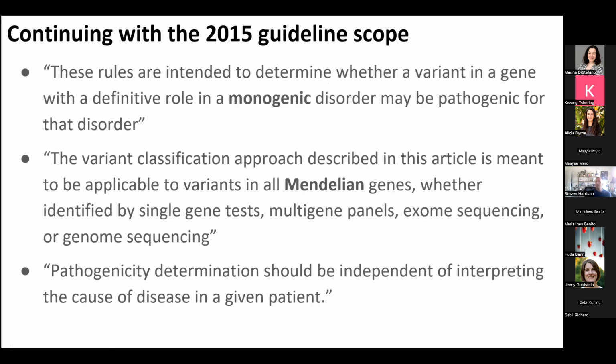So overall, we're sticking with the same scope from the 2015 guideline. These are quotes from the 2015 one: this is for a variant in a gene that has a definitive role in a monogenic disorder. The approach for classifying a variant is independent of the testing platform, so whether it be single gene, panels, exome, genome, you could use this approach. And to reiterate the point that the variant classification or pathogenicity is independent of interpreting the cause of disease in a patient. For example, often this comes up with carrier testing, where you might have a pathogenic variant in a person, but because they don't have another variant in trans, it doesn't explain their disease. That pathogenicity is different than saying, is this what's causing disease in the person being tested?